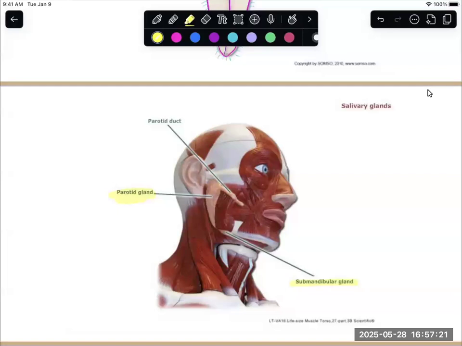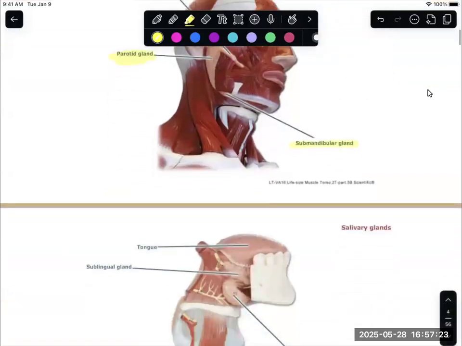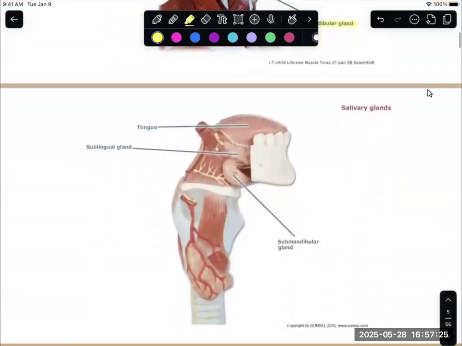You can see it from this view here. The other one we have here, you can see the submandibular one much better. But here you also see the sublingual, sub, under or below, lingual, the tongue. So this one's found specifically under the tongue, the sublingual. These are the three different salivary glands that are helping to start breaking down your food from the start.